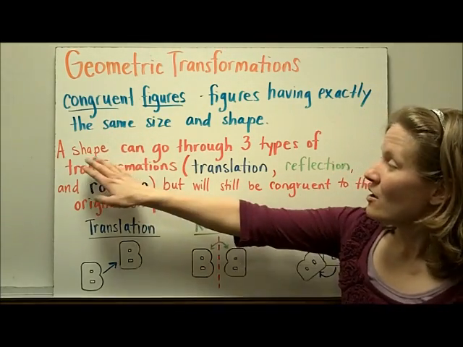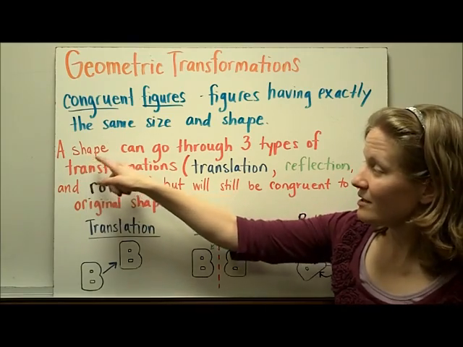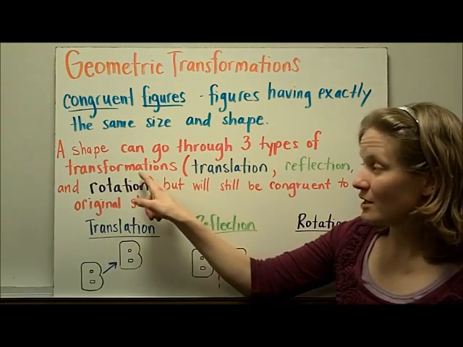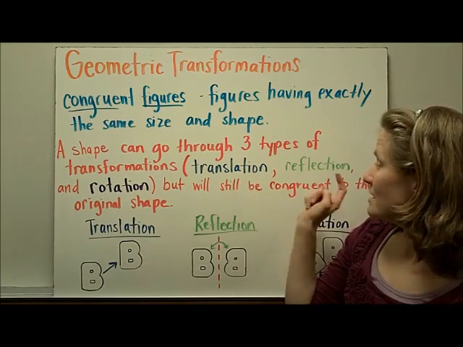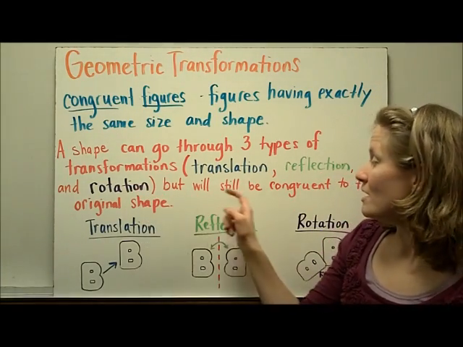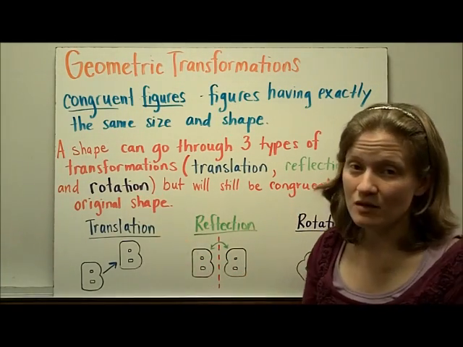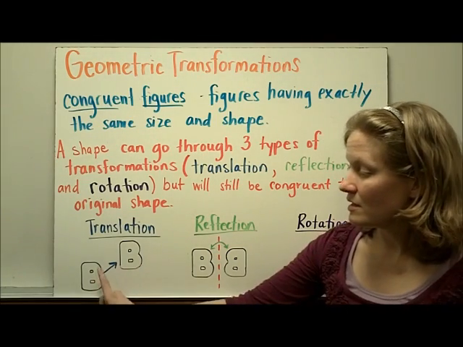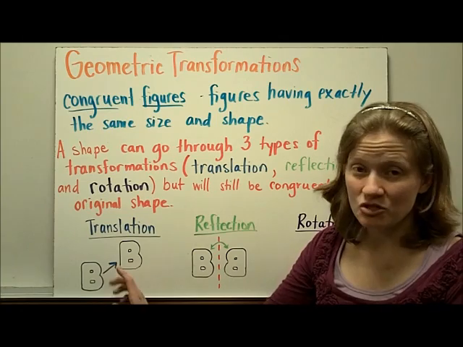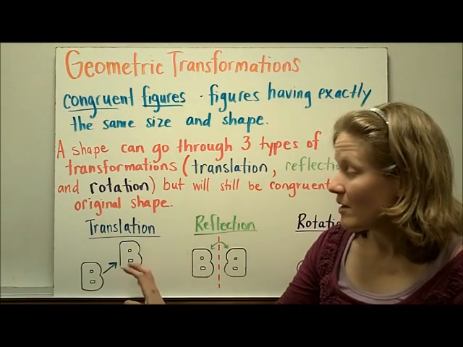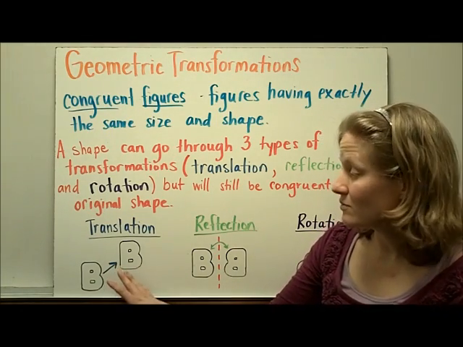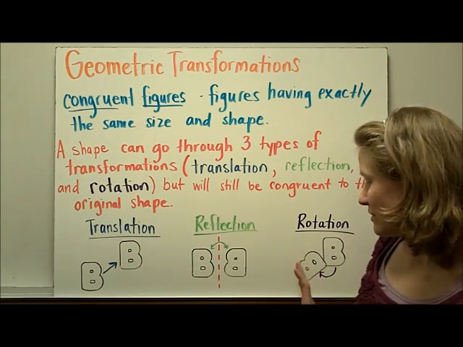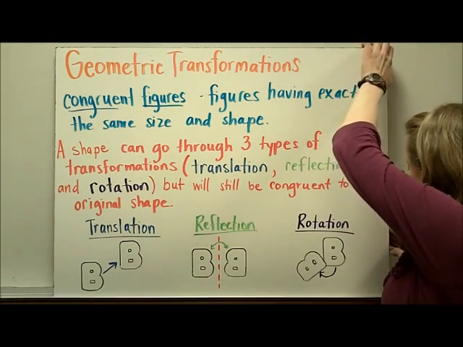Now that we know that, we can understand that a shape can go through three types of transformations: translation, reflection, and rotation, but will still be congruent to the original shape. So in each of these types of transformations, the shape, the B, hasn't changed size or shape. So we're going to learn in the next 3 slides what translation means, reflection means, and rotation means.